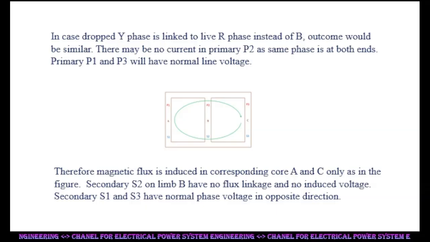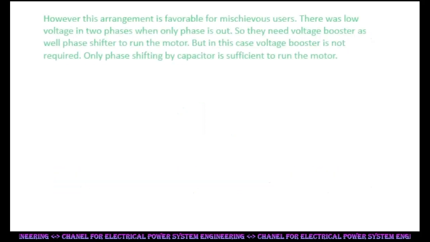Therefore, magnetic flux is induced in the corresponding cores A and C only, as in the figure. Secondary S2 on limb B has no flux linkage and no induced voltage. Secondaries S1 and S3 have normal phase voltage in opposite direction. However, this arrangement is favorable for mischievous users. There was low voltage in the phases when only one phase is out, so they needed a voltage booster as well as a phase shifter to run the motor.